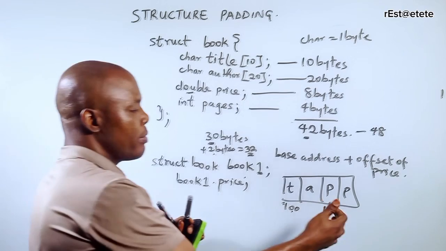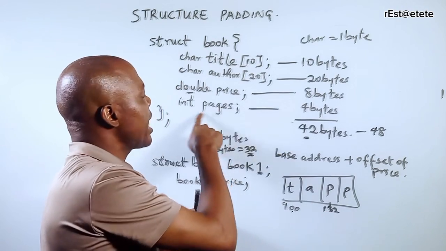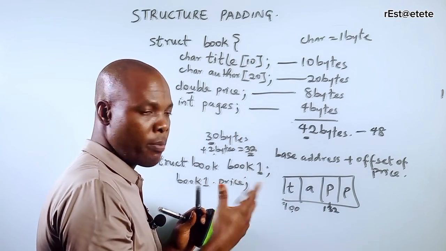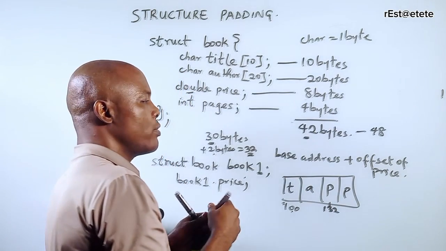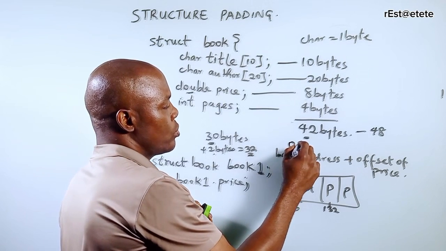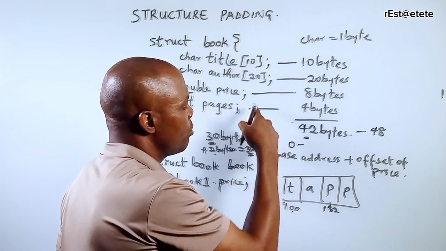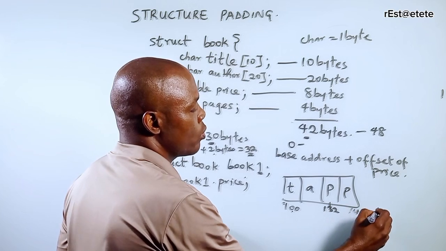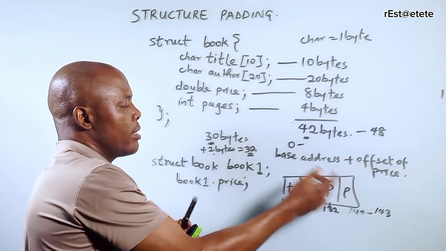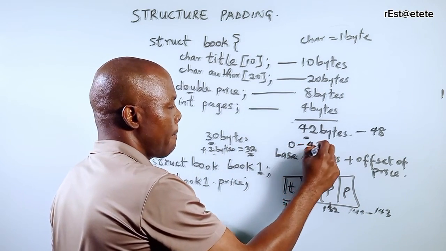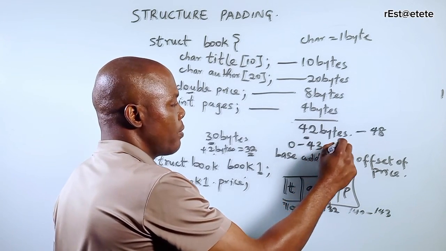Right? Now, 132, 8 bytes, it will count up to 139. It means that pages will start from 140, since it is 4 bytes, to 143. Now, that gives you 0 to 43. The pages will start from 140 to 143, right? So you are having 0 to 43, that is from this place to 43. So that will give you 44 bytes.